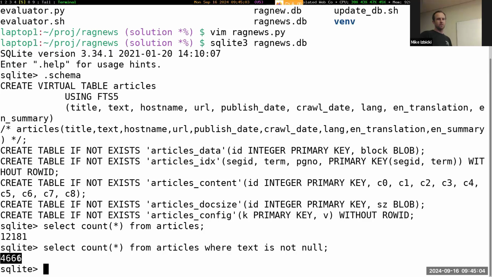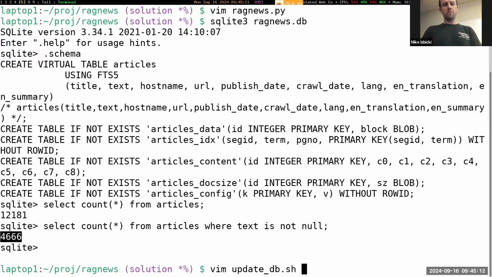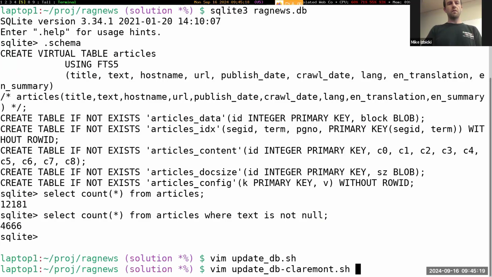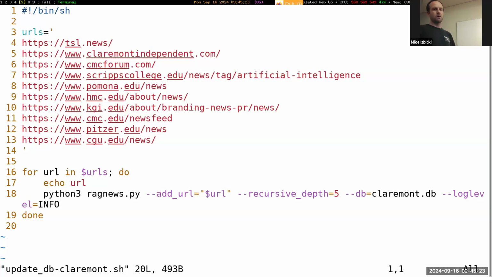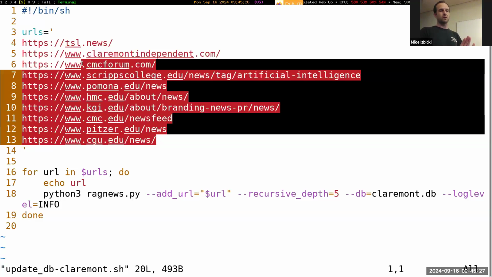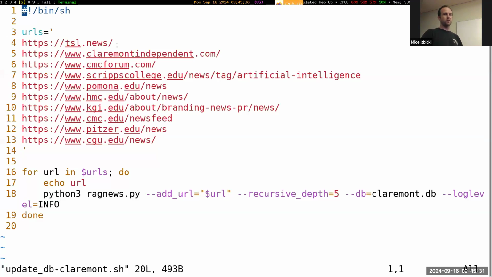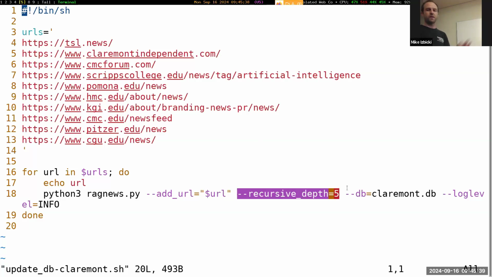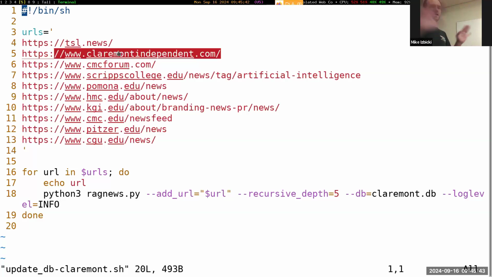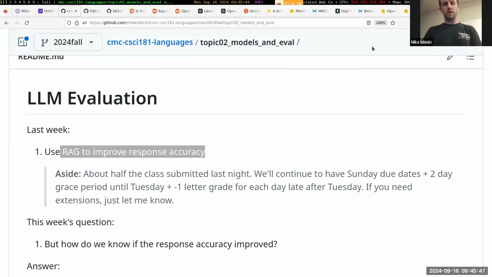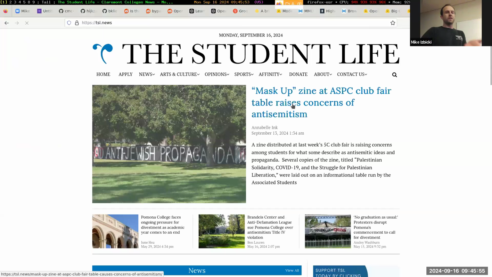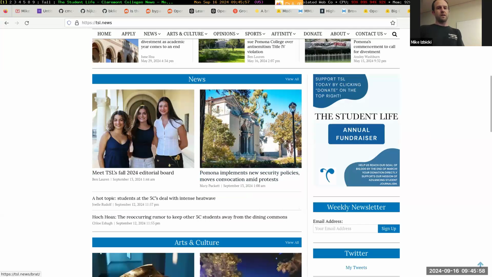So two thirds of the web pages that I have scraped do not have any content for this purpose. Yeah, for the website, there's a bunch of URLs inside updatedb.sh, which was inside the repository. And for me, or Claremont, or this one, it wasn't able to get the text for almost all the URLs. Okay, so none of these are actual news articles, so these are expected not to get any text here. These are all the home pages of different newspapers. And this recursive depth is saying that it should follow all the links inside of here up to a depth of 5. We'll go ahead and take a look at tslnews.com, see whatever the news is for today. This is not an article right here. This is a thing with a bunch of articles inside of it.